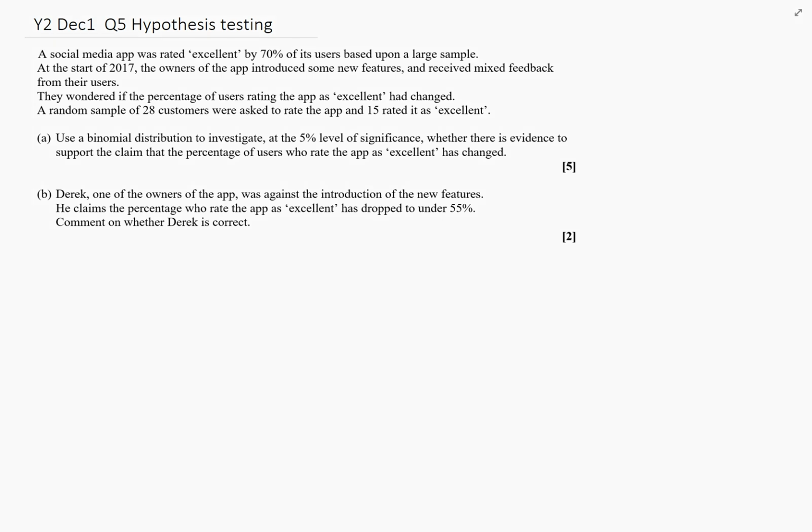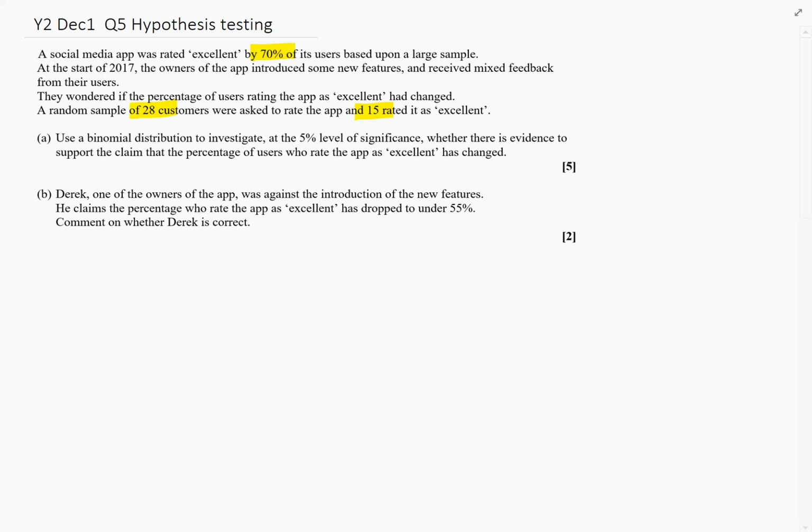Question 5 is a stats hypothesis testing question. I think it's a good idea to begin by highlighting the key points here. So, a social media app is rated excellent by 70% of its users. And then there's a sample of 28 customers, and 15 of those rated it as excellent.